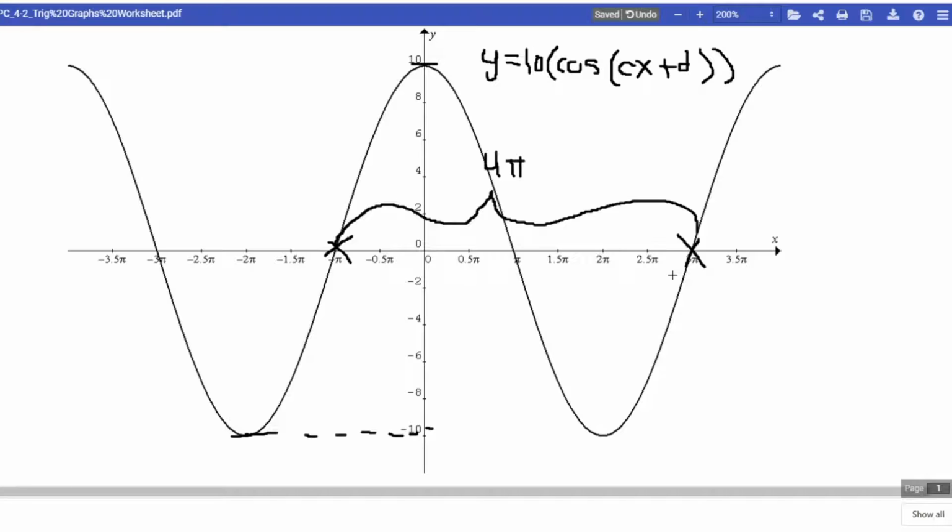The frequency has changed. So normally a cosine function and a sine function would have a period of 2 pi. Because this period is longer, that means that the frequency is smaller. So it takes twice as long to complete a full cycle of values. That means that the speed of the graph is half as much. It's going half as fast, it takes twice as long. So c is 1/2. So we can replace that.